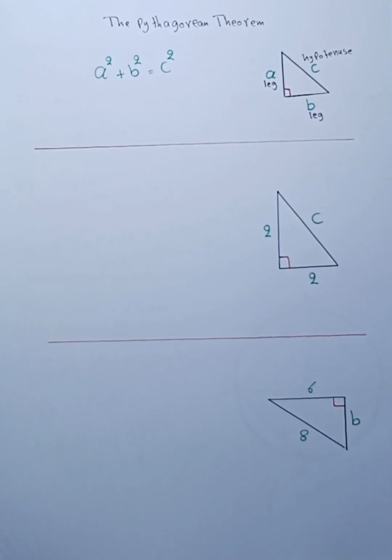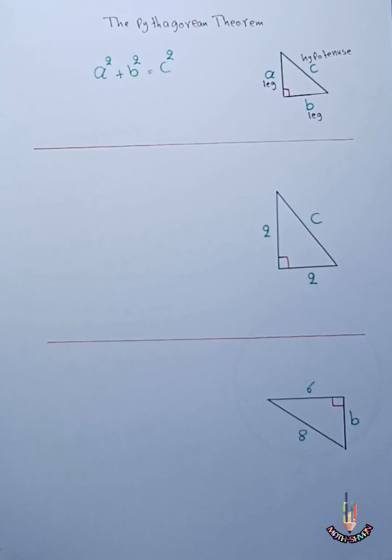Hello dear students, in this lesson I'm going to talk about the Pythagorean theorem. We use the Pythagorean theorem for finding the unknown measure, especially for a right triangle.